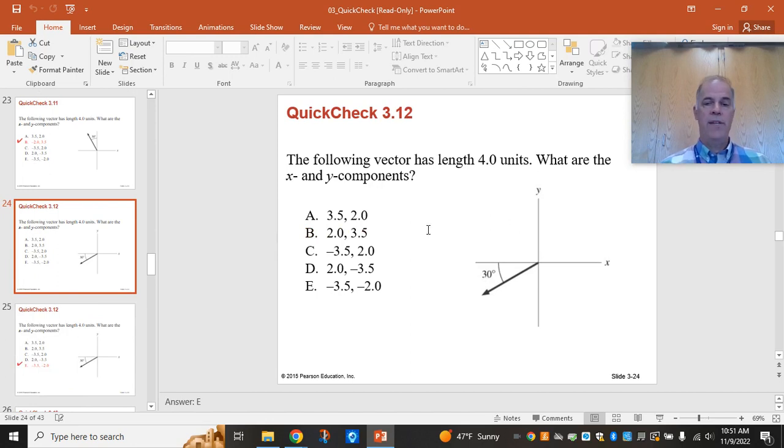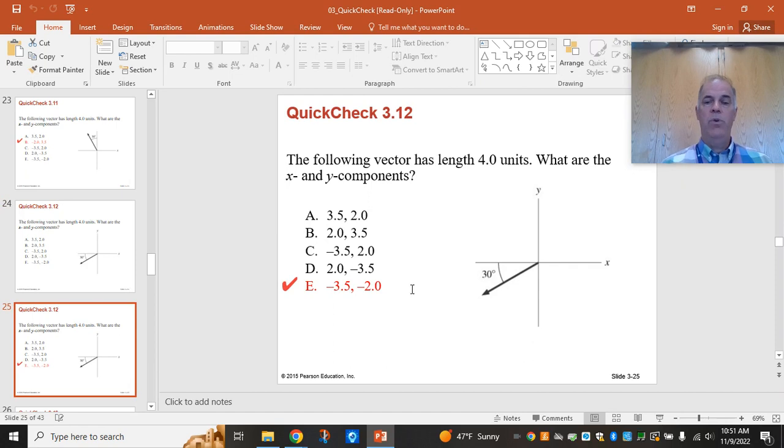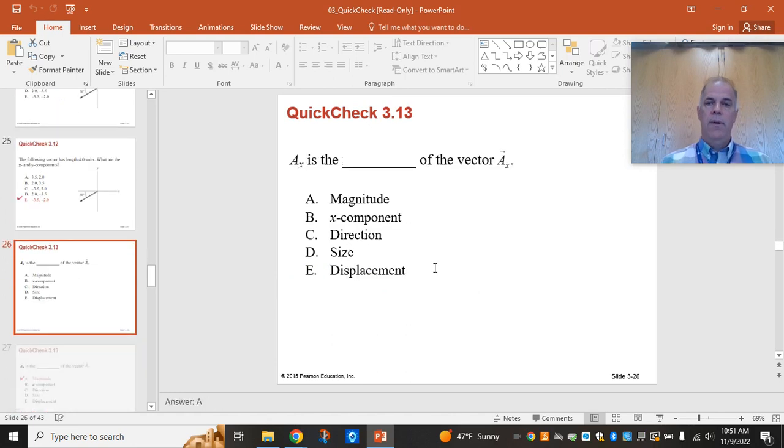Okay, so question number 12 now. Same idea. They give you the magnitude and the direction, and they want you to figure out the components. Answer in 3, 2, 1. There it is. If you want to practice SOHCAHTOA to get these answers, good on you, more power to you. But understand you don't have to do trig to answer this question.